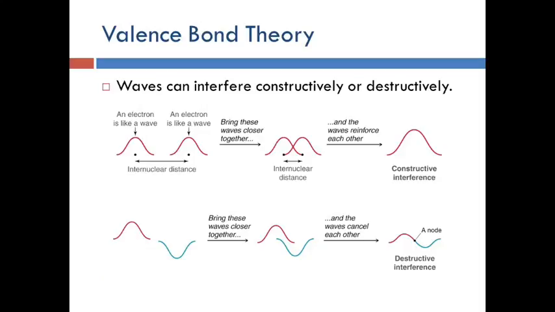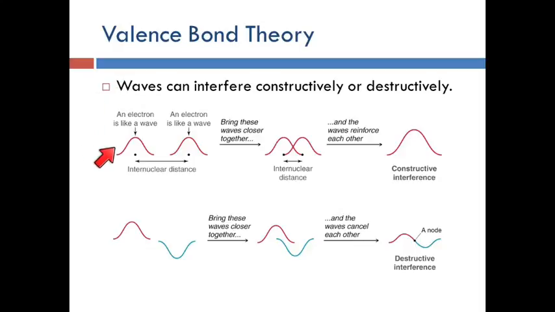So what do waves do? And this falls under the category of valence bond theory. There were multiple theories of bonding, and this is the one that explains what we're trying to figure out right now. Waves can interfere constructively or destructively.